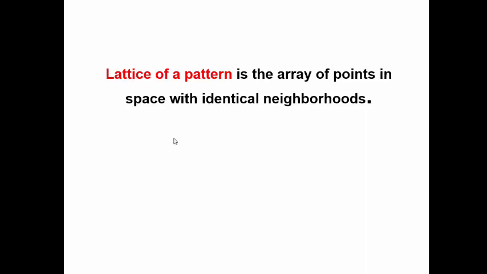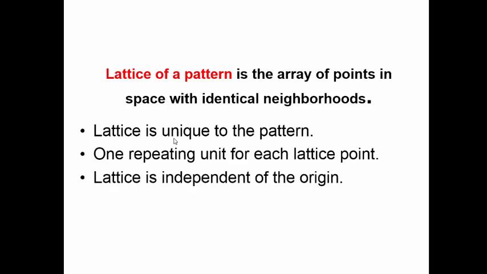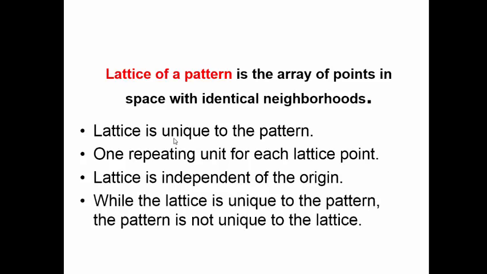So here we'll summarize what we just said. The lattice of the pattern is an array of points in space with identical neighborhoods. The lattice is unique to the pattern. One repeating unit for each lattice point. The lattice is independent of the origin. And finally, while the lattice is unique to the pattern, the pattern is not unique to the lattice.